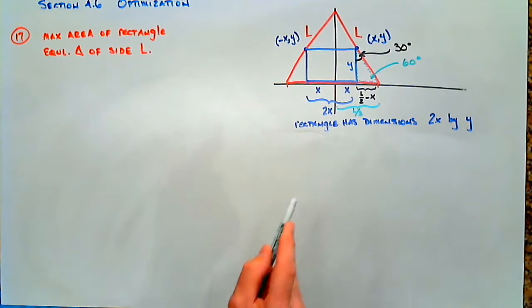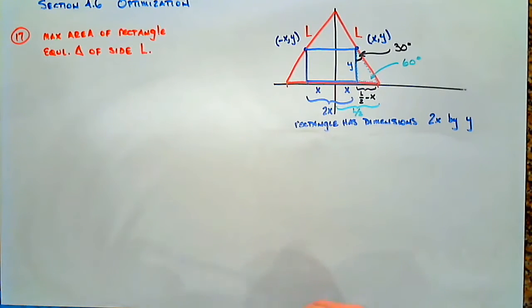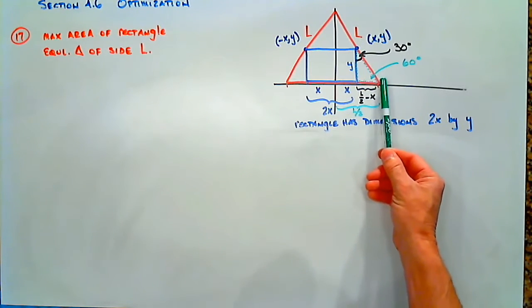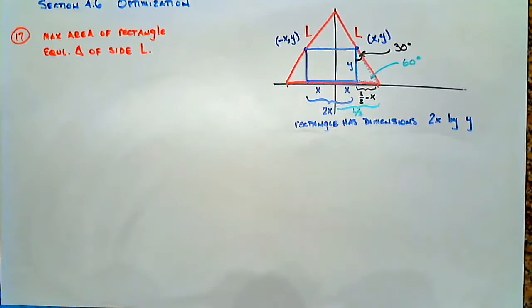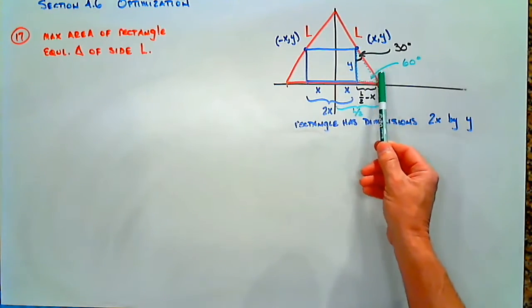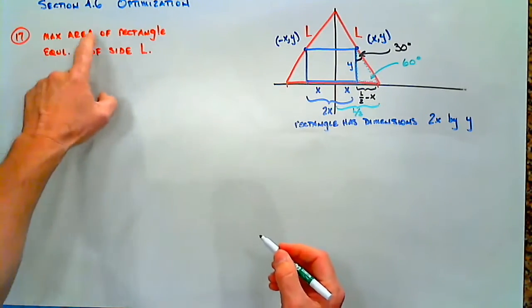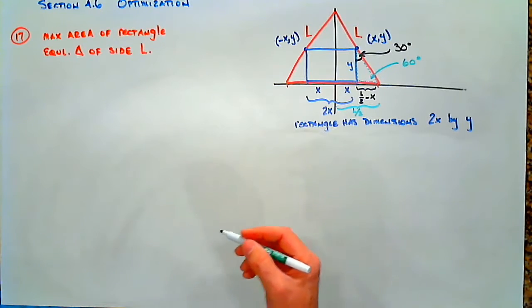So we had drawn our picture in problem 17. We've got our sketch drawn. Everything's labeled here. I've identified that this is a 30, 60, 90 triangle. I had done that in the previous video, but now I've labeled the 30 degree and the 60 degree angle for us. We are asked to maximize the area of the rectangle.